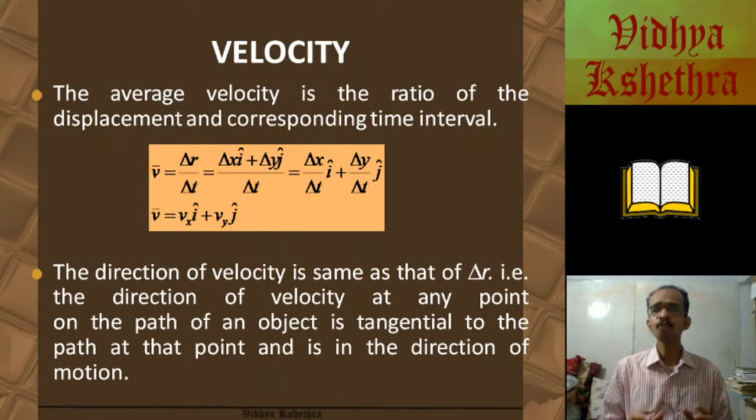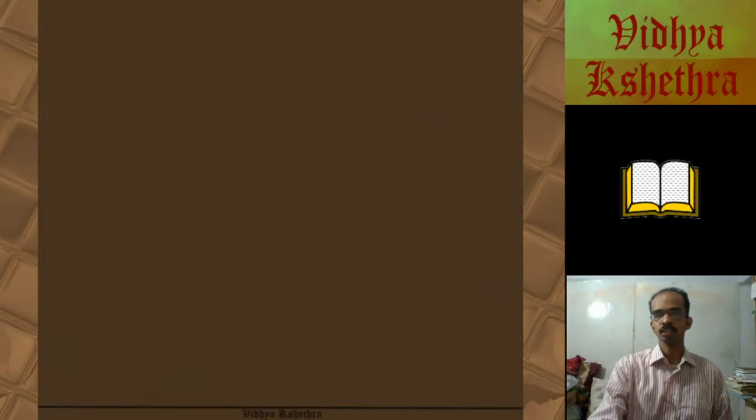Now, the direction of velocity is the same as that of delta r or displacement. That is, the direction of velocity at any point on the path of an object is tangential to the path at that point and is in the direction of motion.